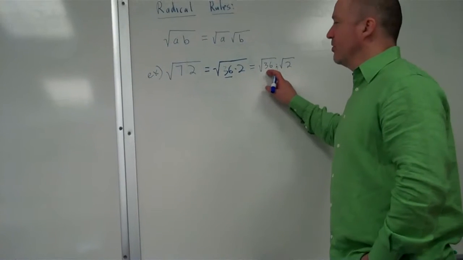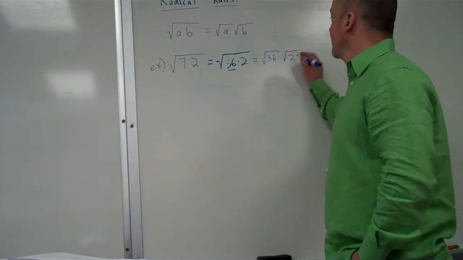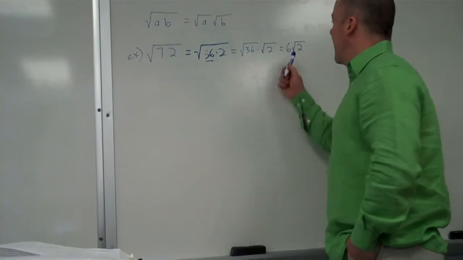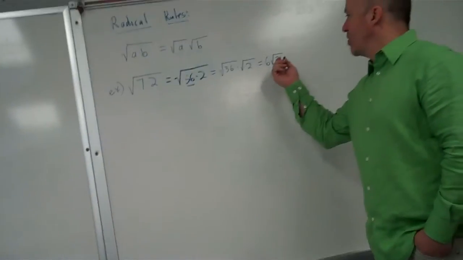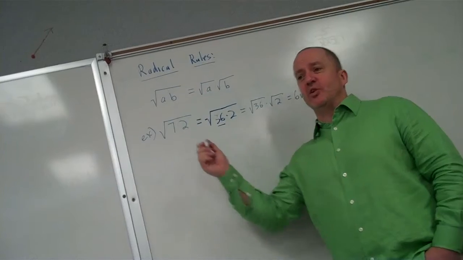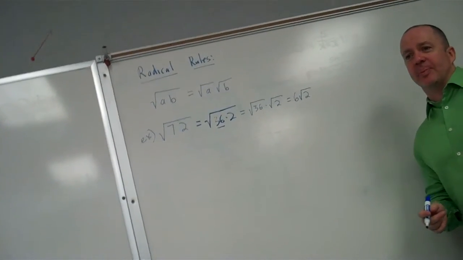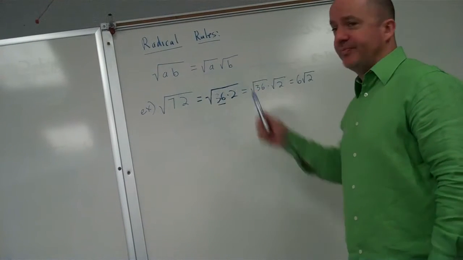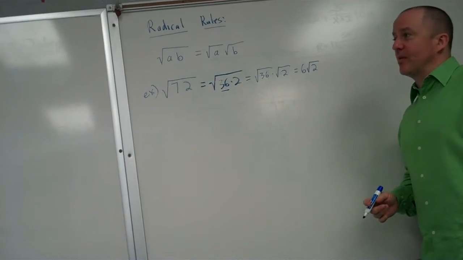And now, what is the square root of 36? 6. So I can make that 6 square root of 2. And this is actually the simplest form of the square root of 72. This is how you simplify a radical. You take advantage of this rule here, that you can split it up. We'll do a couple more of those.